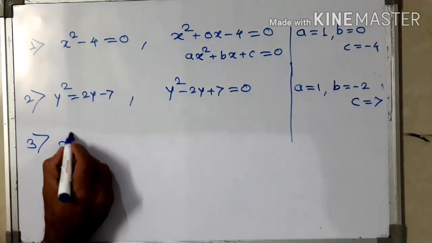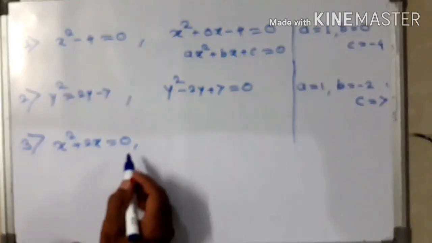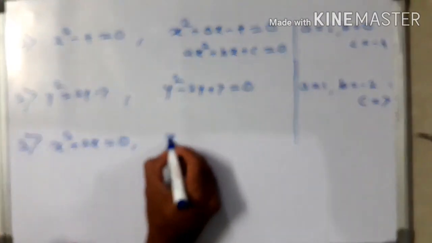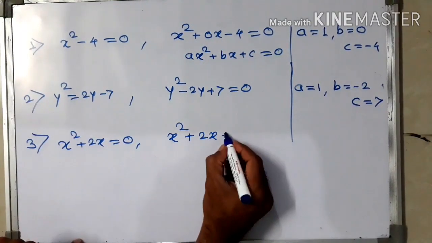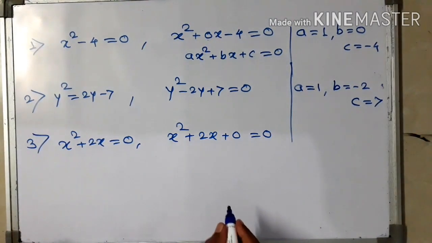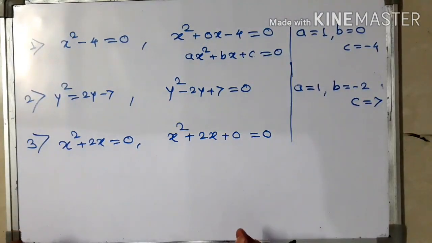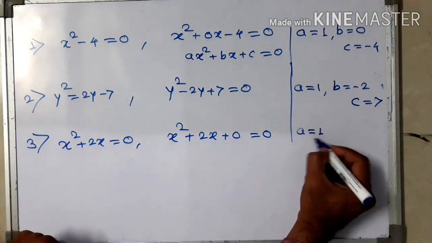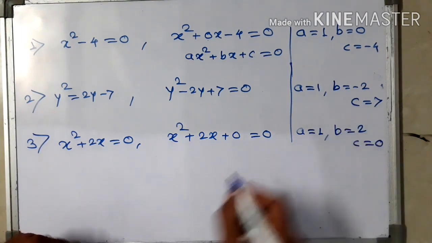Third example is x square plus 2x equals to 0. We can also modify that equation in standard form as x square plus 2x. There is no constant term, so we take 0 as the constant term. This is the standard form of a quadratic equation. By comparing with the general form of a quadratic equation, we have the value of a is 1, b is 2 and the value of c is 0.